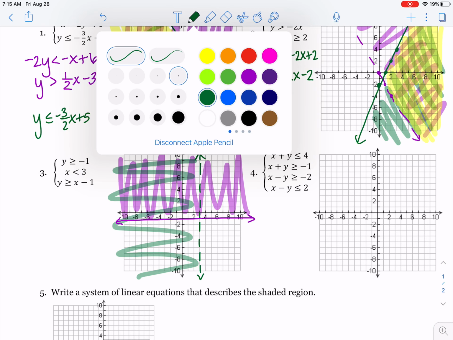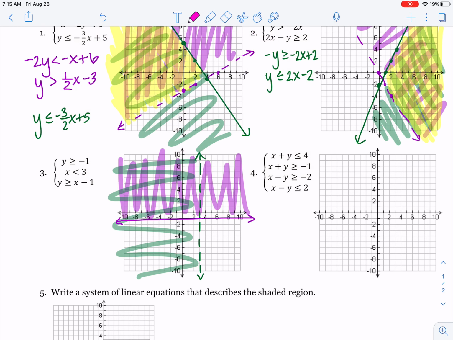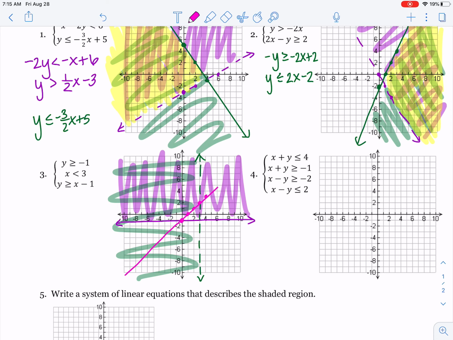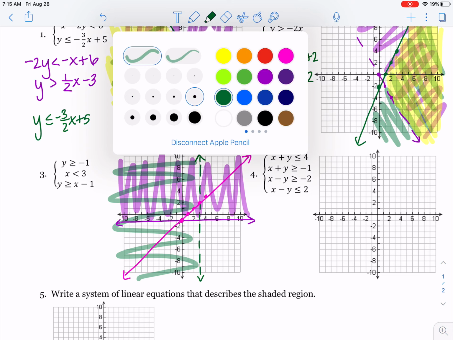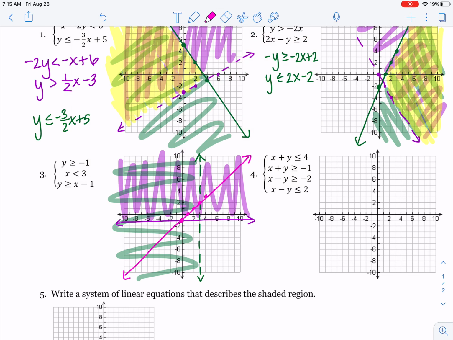And then that third one is already solved. So I'm going to go down to -1 on the y-axis, up 1 over 1, up 1 over 1, up 1 over 1. And it's a solid line. And I am interested in everything greater.